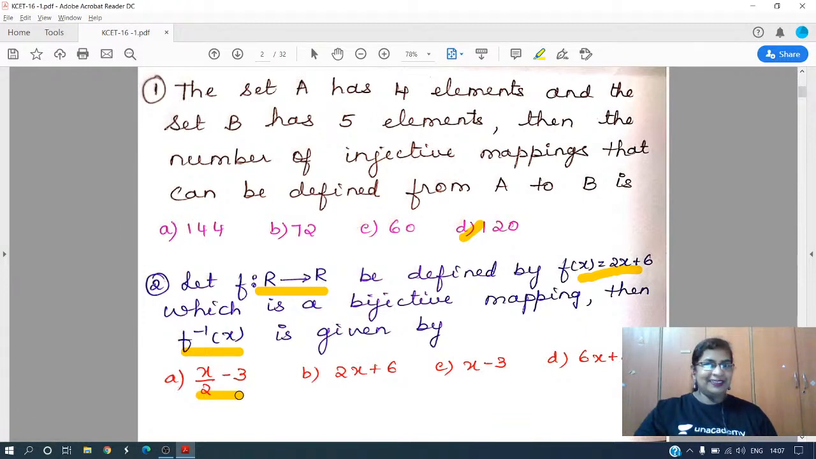Is this clear? So what you have learned so far: in the first question you learned what injective is. Injective is nothing but one-to-one. And in the second question, you learned when a function is bijective it can be invertible, and how to find the inverse. Hope it is clear to you all, 100% clear. Shall we move on to the next question?